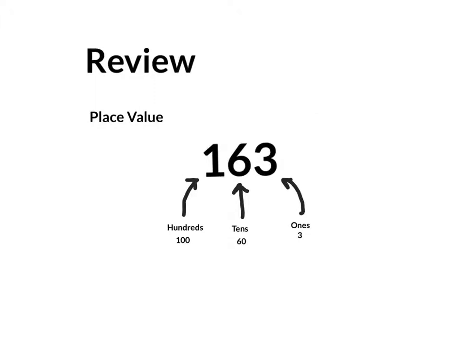In the number 163, the 1 signifies hundreds, so this 1 is actually 100. The 6 signifies tens, so that 6 is actually 60. And the 3 signifies ones, so that 3 is actually 3 ones. So the number 163 is 1 hundred, 6 tens, and 3 ones.